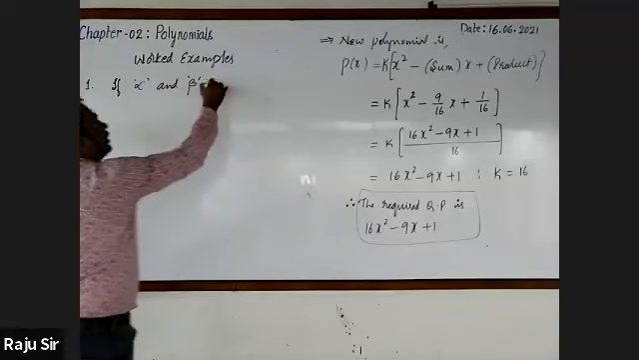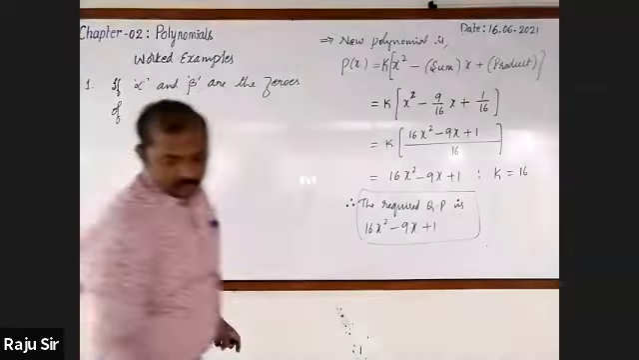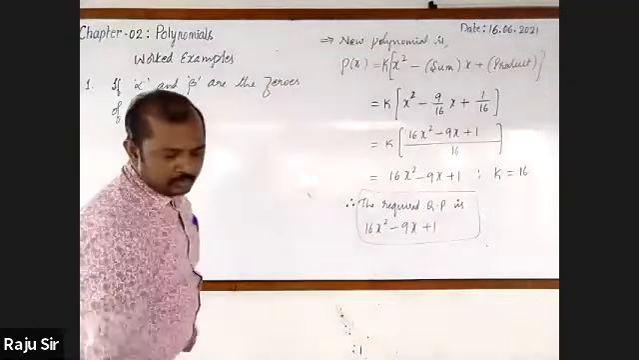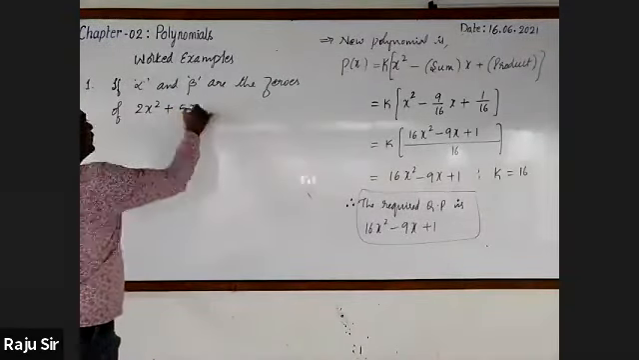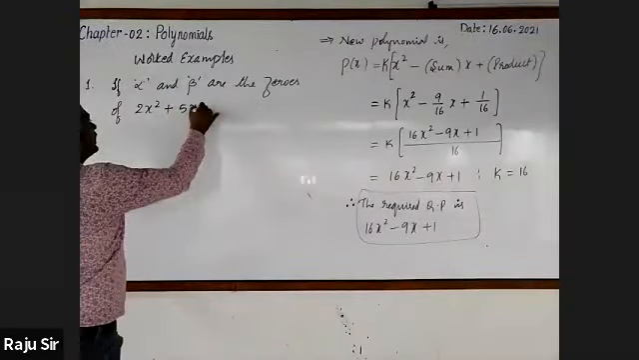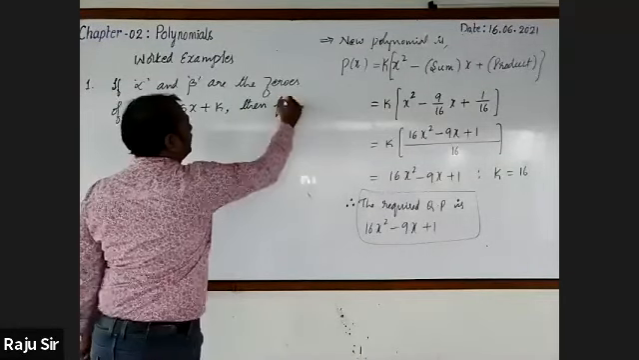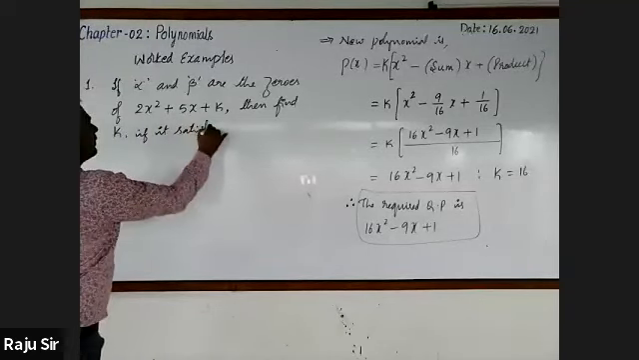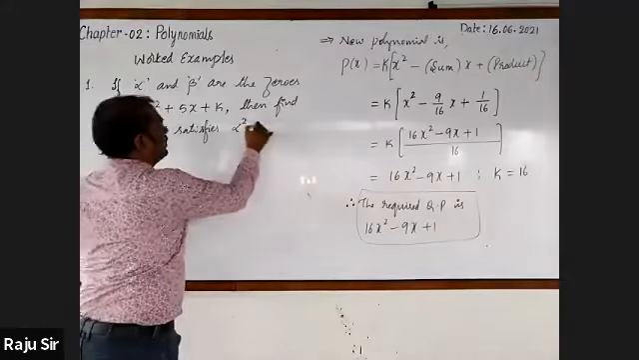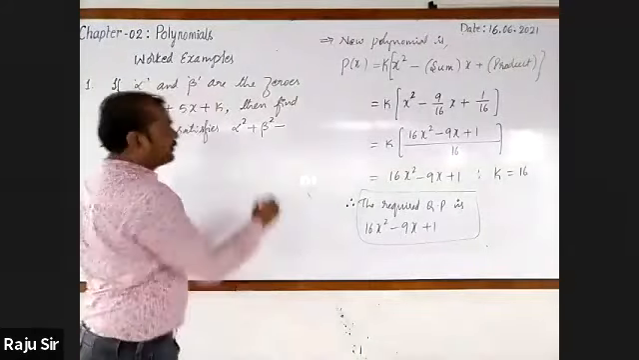If alpha and beta are the zeros of 2x square plus 5x plus k, find k if it satisfies alpha square plus beta square plus alpha beta. This is equal to 21/4.